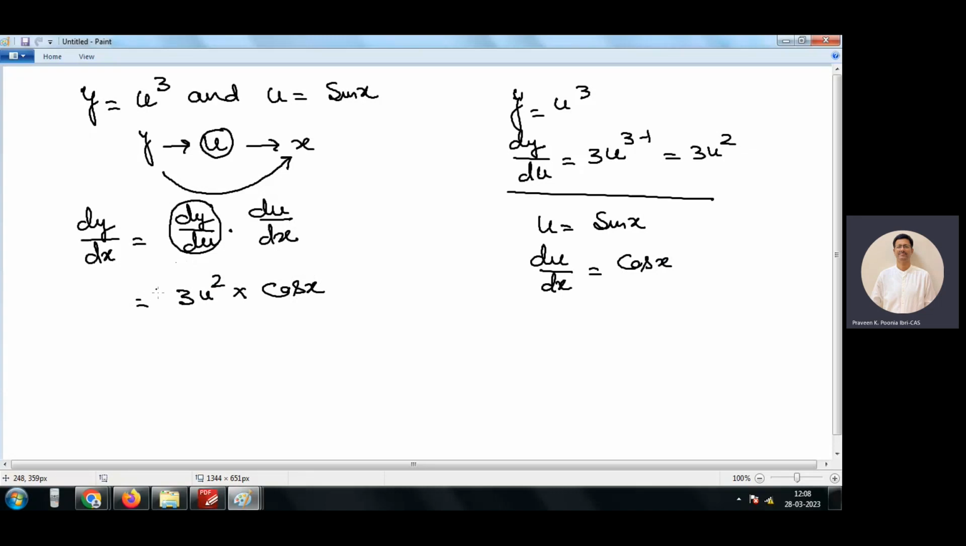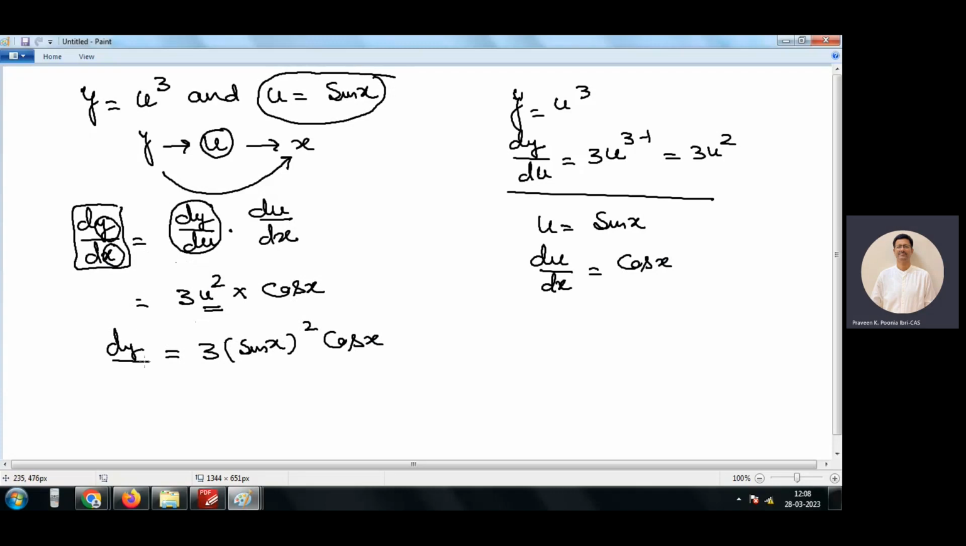But my friends, there is some problem, because in this question, if you will see, we are calculating the derivative of y with respect to x. We are not calculating the derivative of y with respect to u, but with respect to x. So here you need to remove this u. What is the value of u? The value of u is sine x. So my friends, put the value of u here: it is sine x power 2 and cosine x. So this is how you can calculate the derivative of this function.